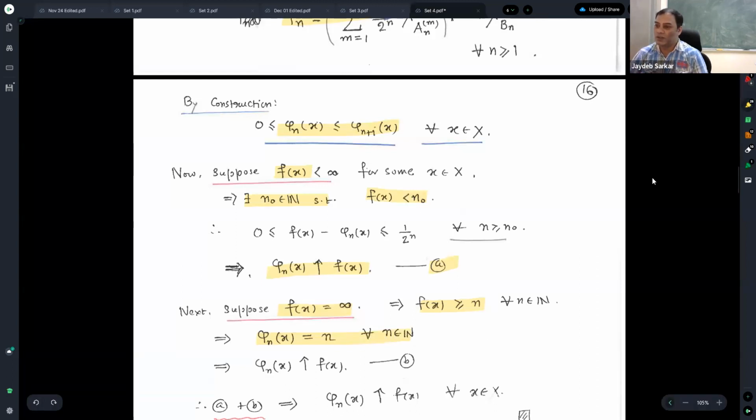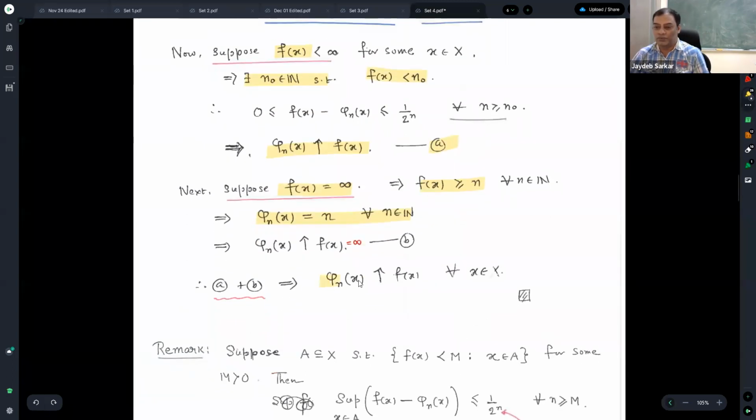Correct? So this is your part. Phi_n(x) converges to f(x), which is infinity. And this part A and part B together tell you your phi_n(x) converges to f(x). That proves the result. So any question? No question.